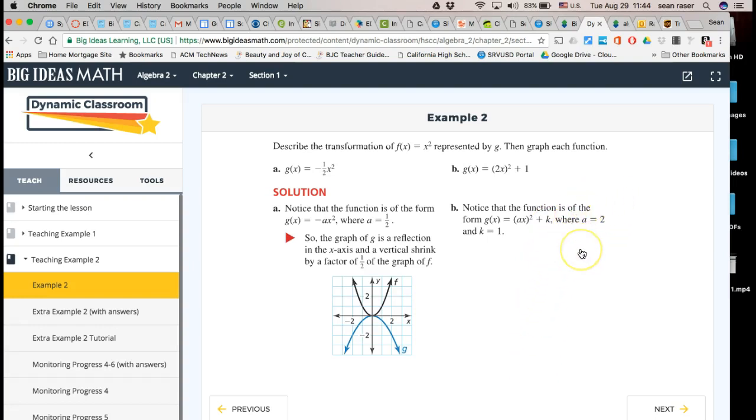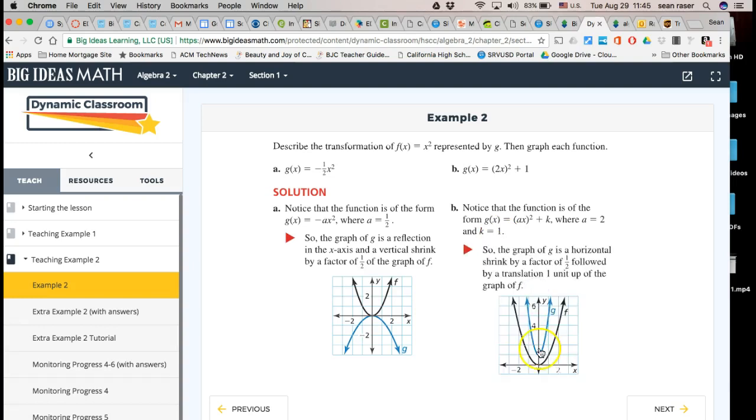Now remember, with horizontal stretches and shrinks, to figure out if you've got a stretch or a shrink, you have to take your a value and take the inverse of that to find your factor. So here, our a value is 2. So what we do is we take 1 over a, and that becomes our stretch or shrink amount. So because a is 2, that means we have a factor of 1/2. So that's a shrink. We have a horizontal shrink by a factor of 1/2. And with k equals positive 1, we translated up 1 unit.